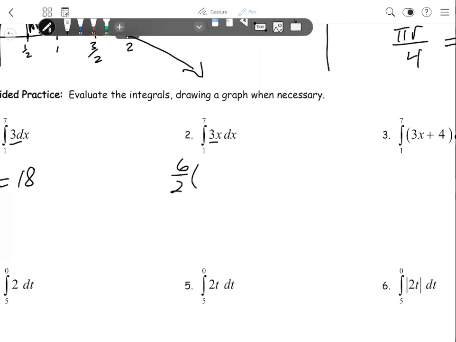So to get the bases, I'm going to take the bounds and plug them into the function. So I plug in 1 and I get 3. And then I plug in 7 and I get 21. And so that gives me 3 times 24. And so the value of this integral is 3 times 24, which is 72.